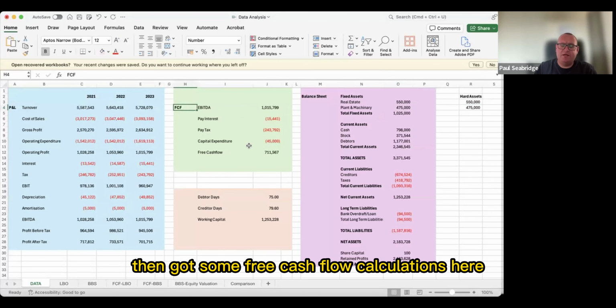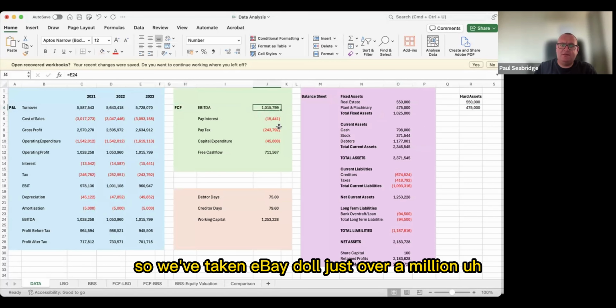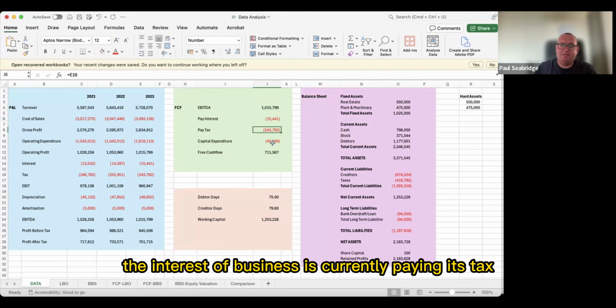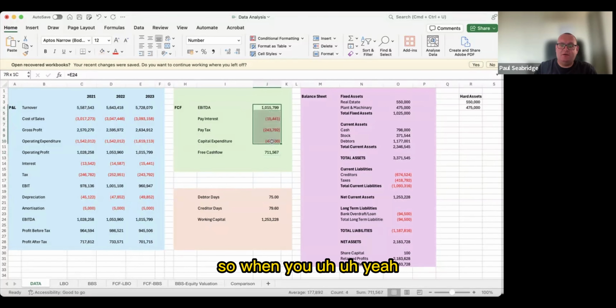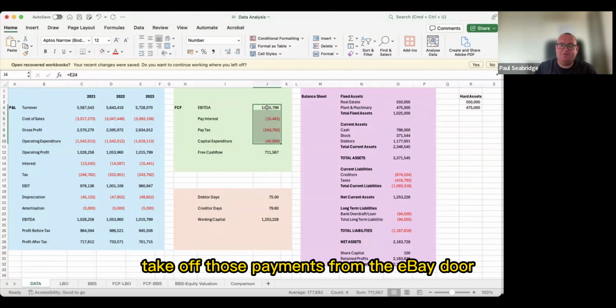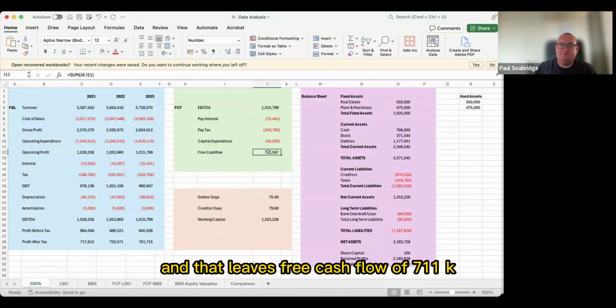We've then got some free cash flow calculations here. So we've taken EBITDA, just over 1 million, the interest the business is currently paying, its tax that it's got to pay, any capital expenditure that's forecast in the business. So when you take off those payments from the EBITDA, that leaves free cash flow of 711k.